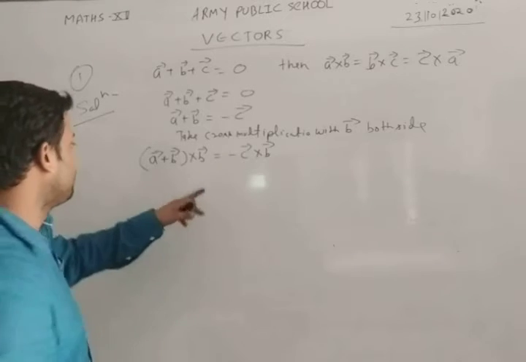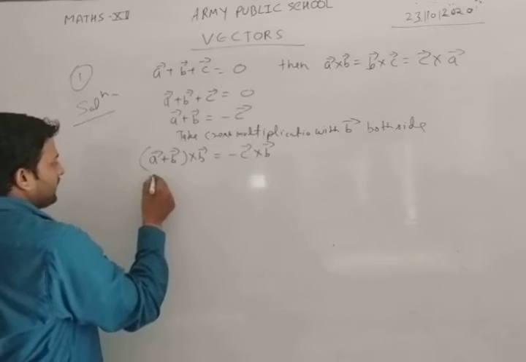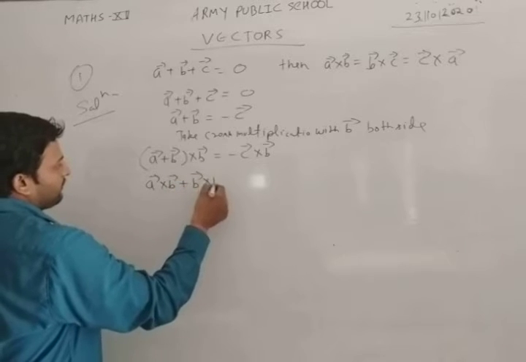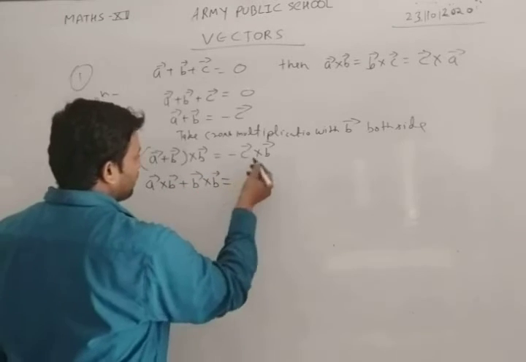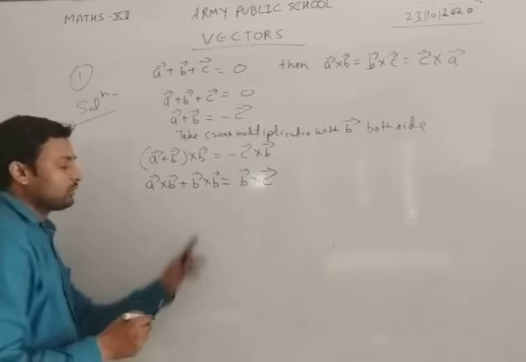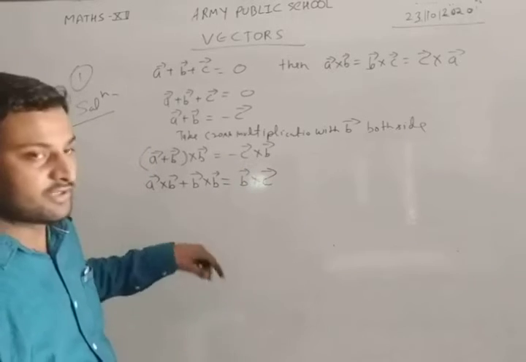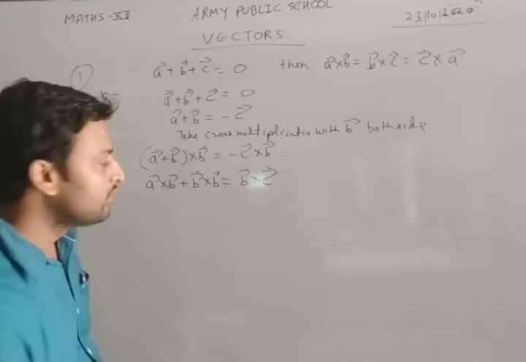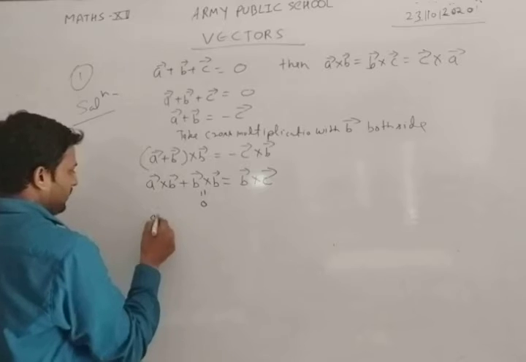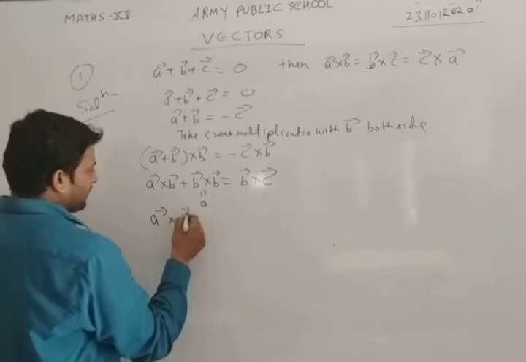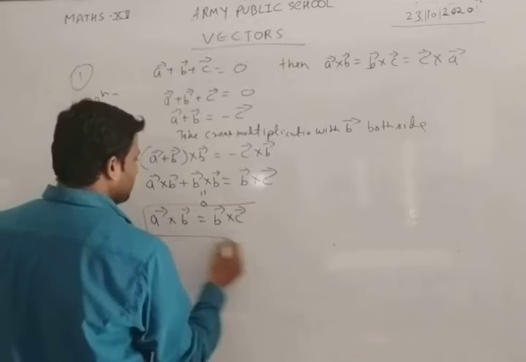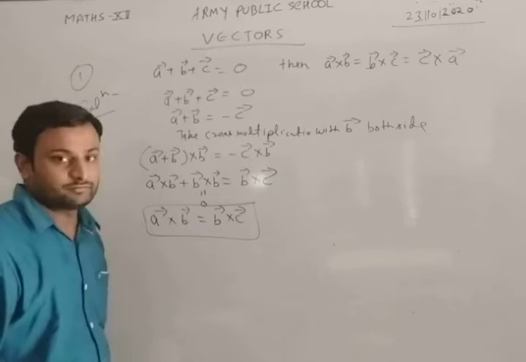Okay? What will we get here? a cross b plus b cross b is equal to, we write b cross c, and you know the cross product of the same vector is 0, so we write 0 in place of this. So a cross b is equal to b cross c. This is our first part.